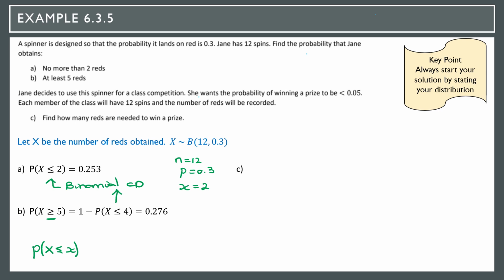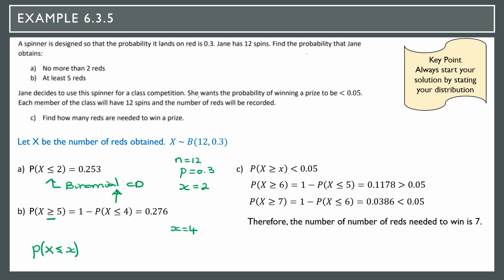So again, at this point we can use binomial CD on our calculators. And exactly the same as in part A, we have n is 12, p is 0.3, but in this example we have X is equal to 4. So then once you've found that probability, if you take it away from 1, you should be left with 0.276. Just a tiny note here, whenever you're using the cumulative distribution or you're finding any values using your calculator, don't round too soon because it can affect your final answer.